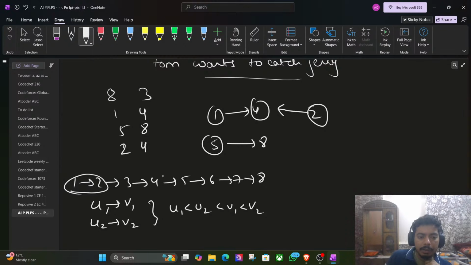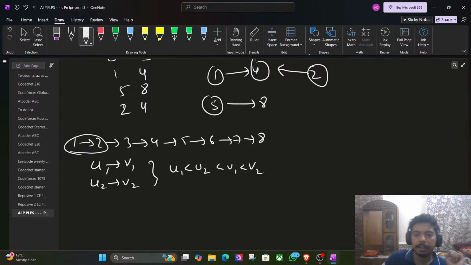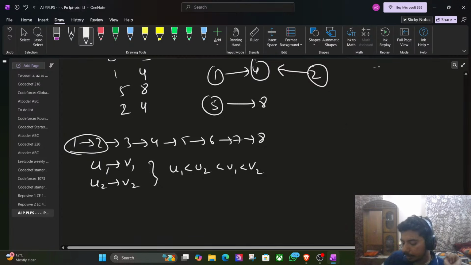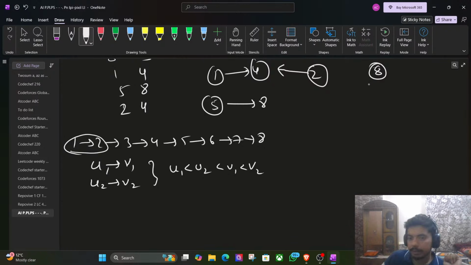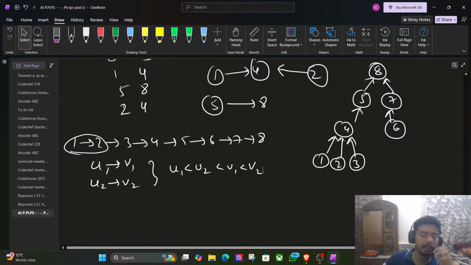And we check for all these vertices. I have made the tree already in my notebook, so I can just try. Yeah. So the tree will look like this: the node is 8 and its children. So it was like this, 5, 7, and so the structure will look like this.